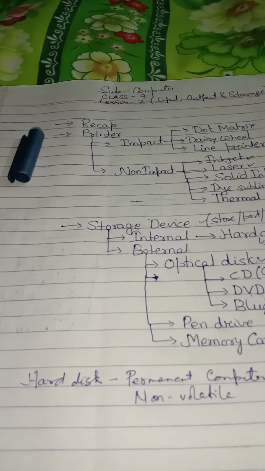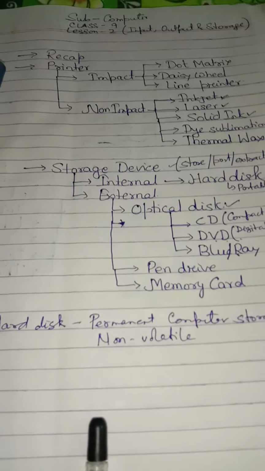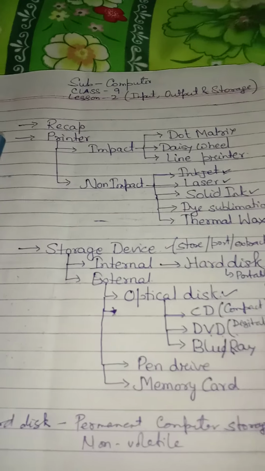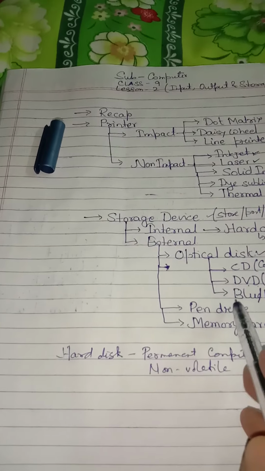So the first optical device that we are going to discuss is the CD. The full form of CD is compact disc.